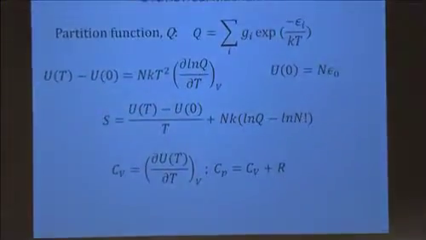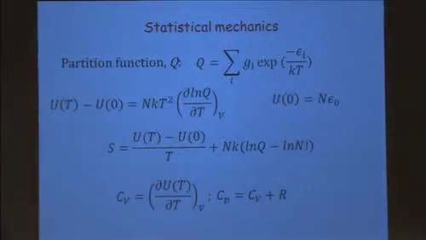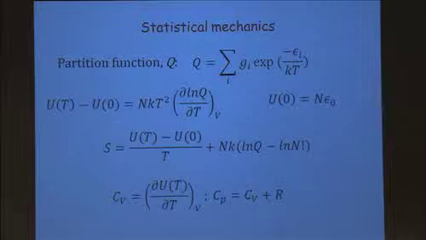But we go back to this definition of the partition function that we talked about a couple of days ago. And the energy, U at temperature T minus U at temperature 0, is equal to nkT squared times d log Q by dT at constant V. So we simply take the logarithm of the partition function and differentiate it with respect to temperature under constant volume conditions, and that gives us the energy, or the energy difference between temperature T and temperature 0.